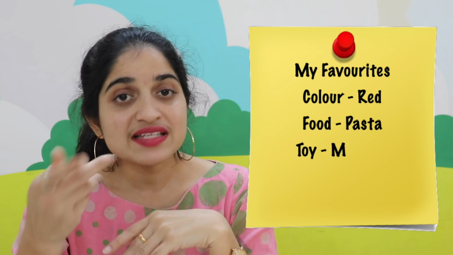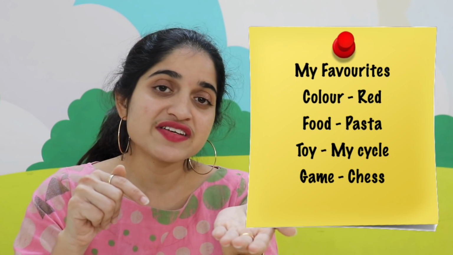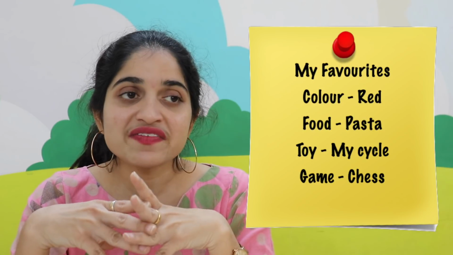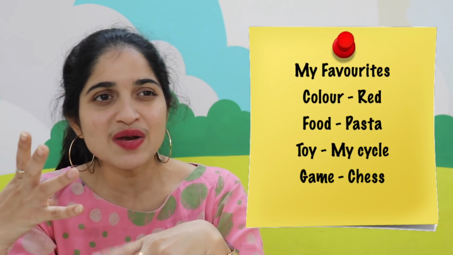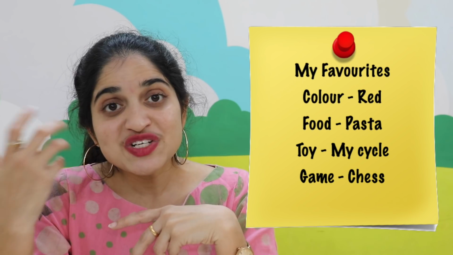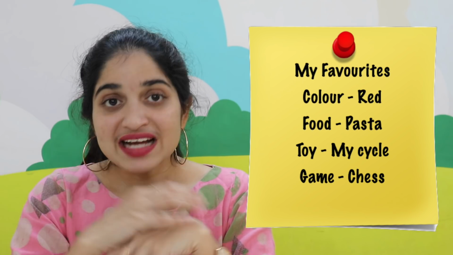For example, as I already told you, they should know the self-introduction. Now here, coming to the favorites, they should be able to say my favorite color is red, my favorite fruit is apple, my favorite animal is dog. So they should be able to identify their favorites and speak about them.